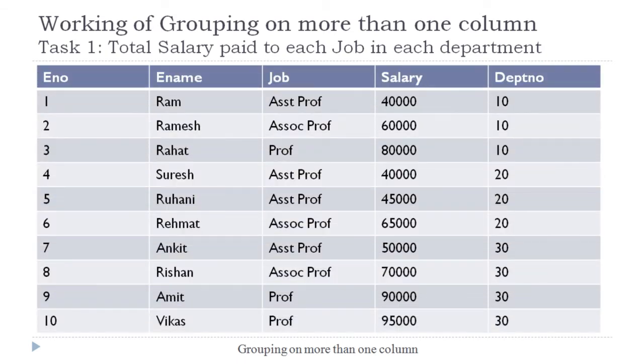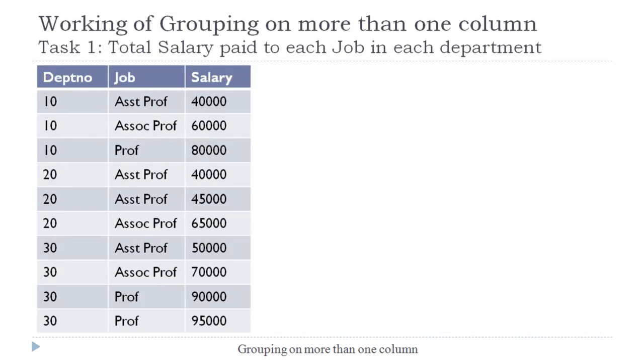To understand this concept, let us consider the given database of employee having 5 columns: employee number, e-name, job, salary and department number. And we wish to find total salary paid to each job in each department. To perform this operation, only 3 columns, that is job, salary and department number, will play their role. So let's simplify this database by selecting only these 3 columns. To perform this query, first grouping will be performed on department number.